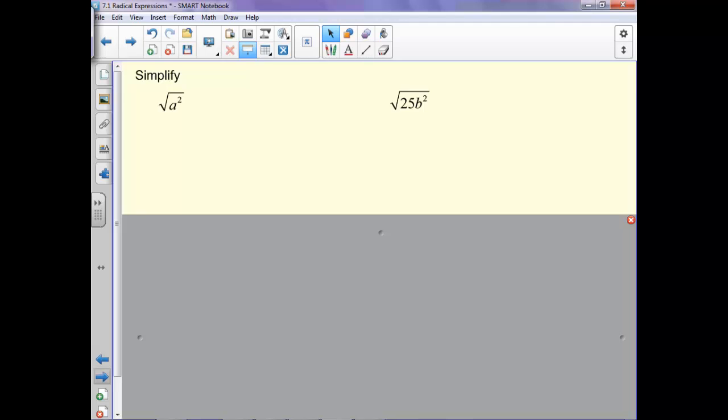So now, when we have the square root of a squared, we'll think about what squared will give us a squared. Well, it's just a, but it's got to be the absolute value, because when we take the square root, we talk about the principal square root, which will always be a positive number. So we need the absolute value of the variable. This next one, the square root of 25b squared, well, the square root of 25 is 5. But then the square root of b squared is the absolute value of b.